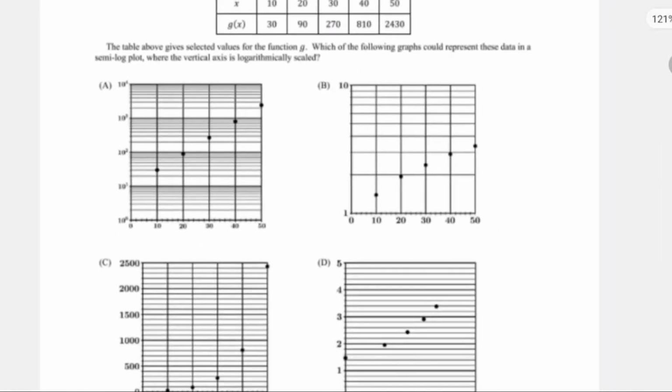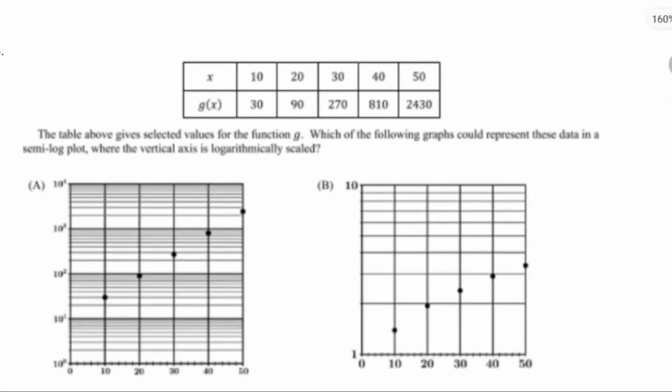Hey, this table is really blurry. Table gives selected values of the function g. Which of these graphs could represent these data in a semi-log plot where the vertical axis is logarithmically scaled? All right, so I'm looking at the table, and the first thing I'm noticing here is that the output values are multiplying by 3 each time.